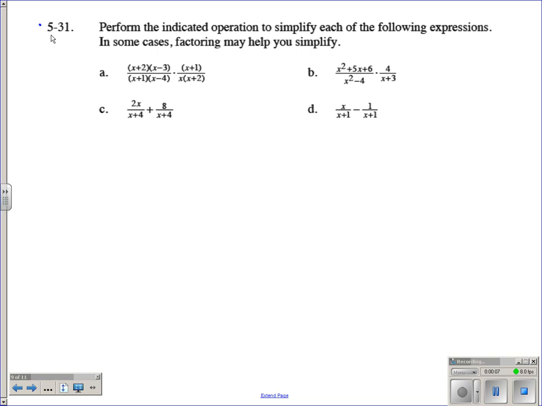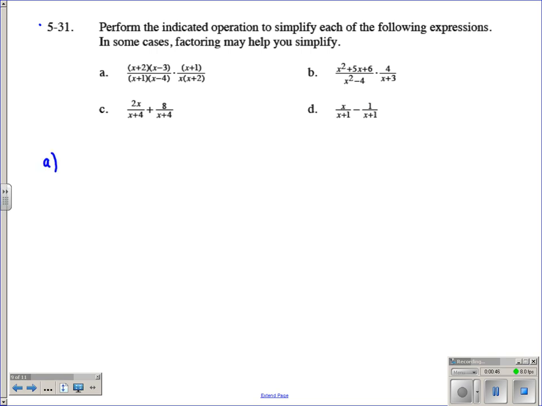Okay, I'm the baby, and I'm gonna do problem 5-31. I'm going to perform the indicated operation to simplify each of the following expressions. In some cases, factoring may help you simplify. I'm the baby. So baby time, here we go.